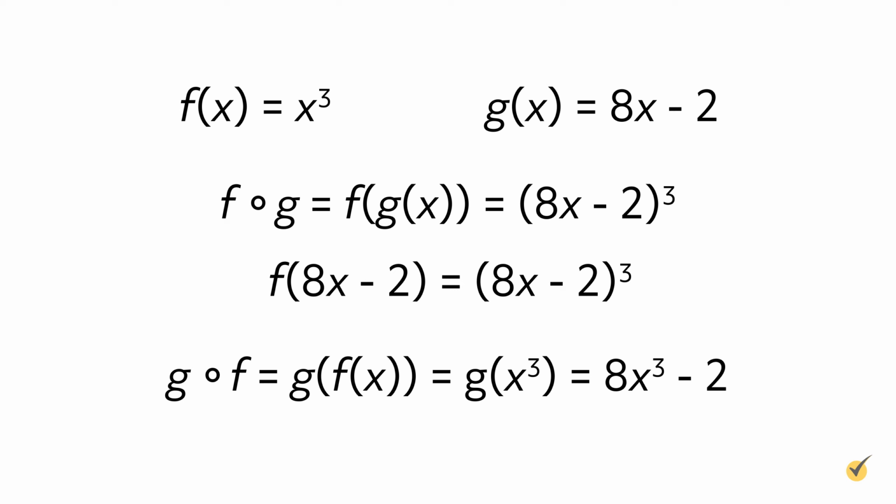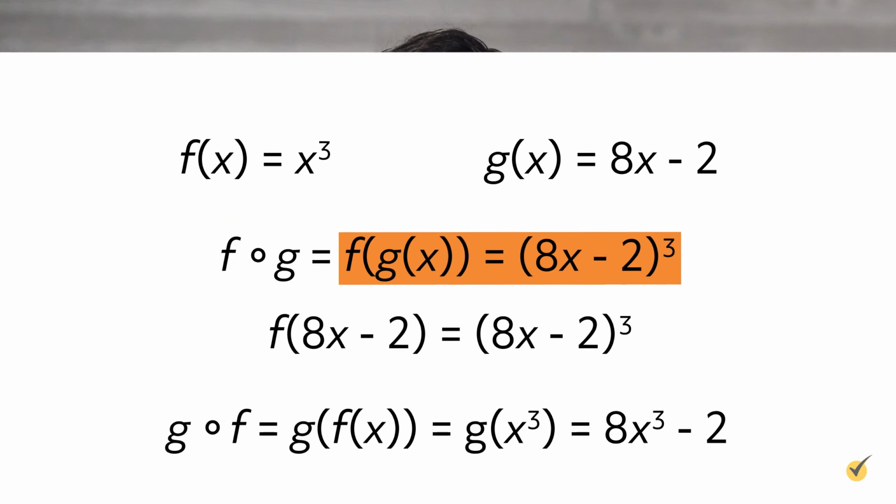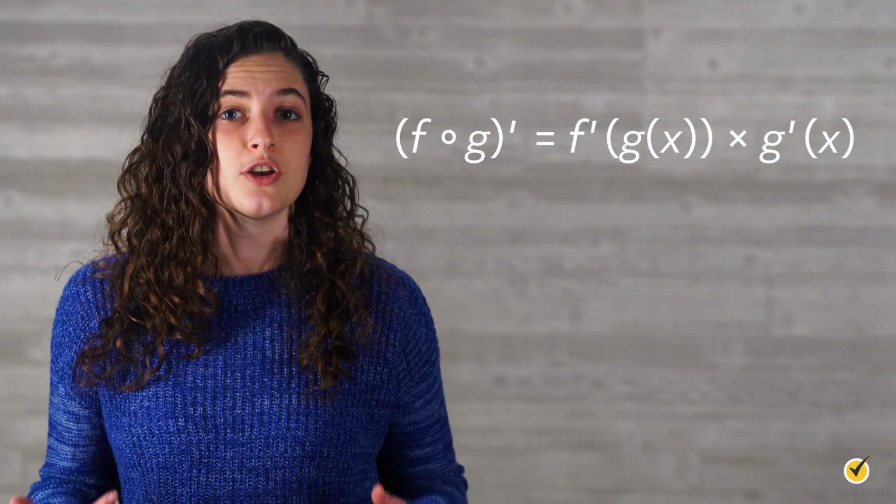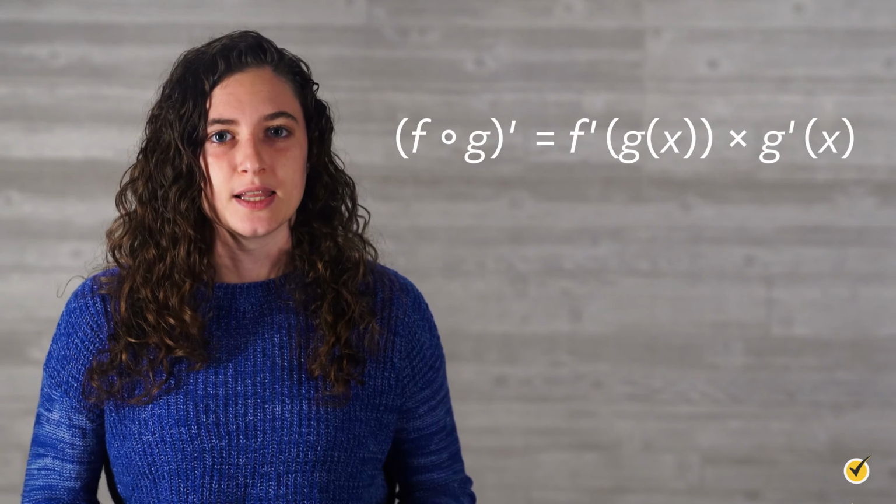The chain rule is a method which helps us take the derivative of nested functions like f of g of x. It states that the derivative of a composite function f of g is equal to the derivative of the outer function with the inner function untouched, multiplied by the derivative of the inner function. Another way of expressing the chain rule is by writing it like this.